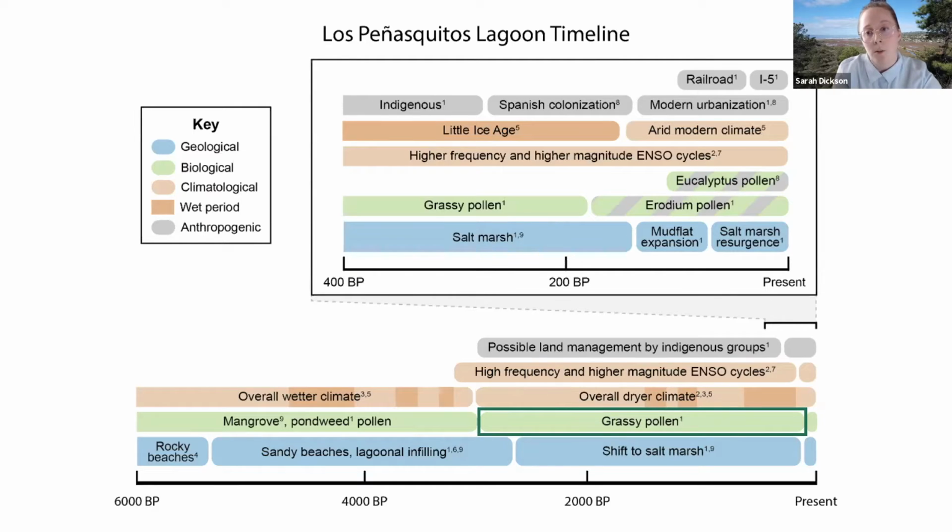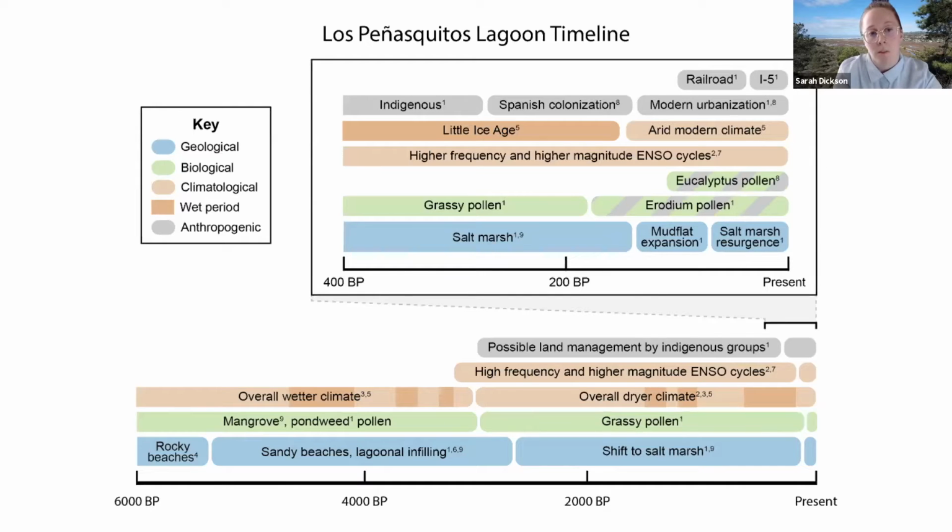This transition coincides directly with the shift from a wetter to drier climate. The final biological shift occurred with the propagation of erodium and eucalyptus pollen about 200 years ago, roughly at the same time as the shift to today's arid climate. More critically, eucalyptus and erodium are non-native plants in Southern California and are often seen as indicators of European settlement, indicated by green and gray striped bars.